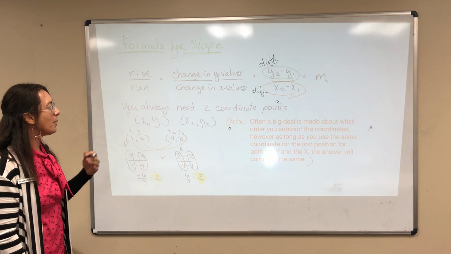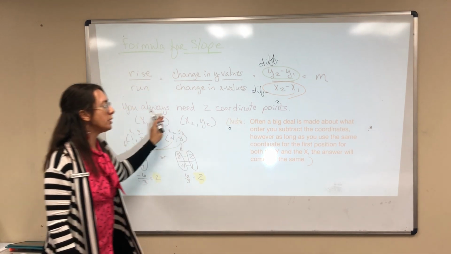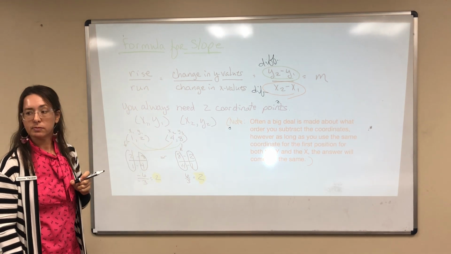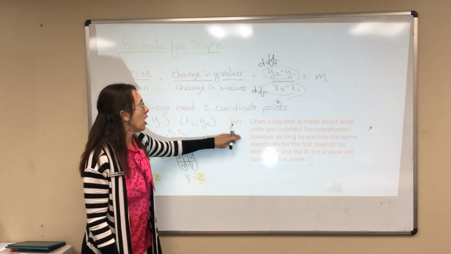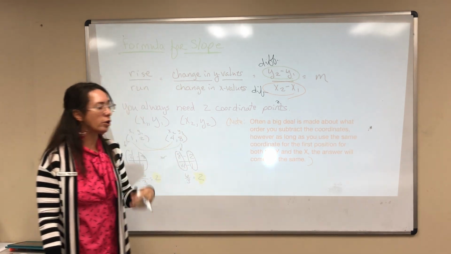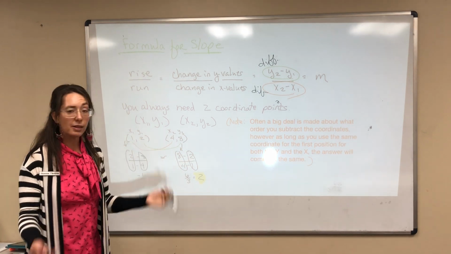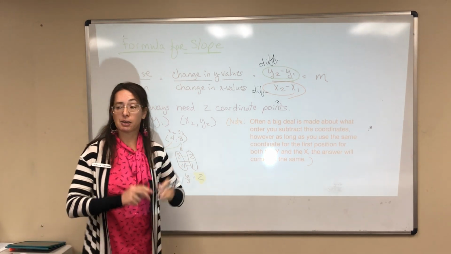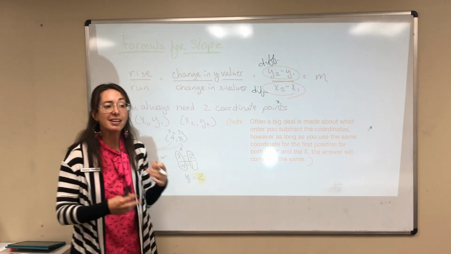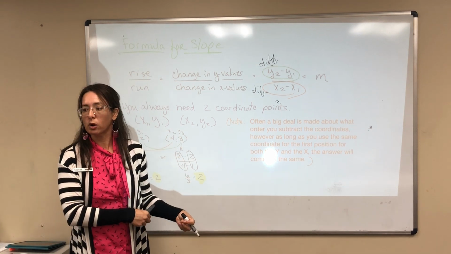Right? So to have it, we need 2 coordinate points. Right? I have written a note. Often a big deal is made about what order you subtract them in. It has to be the second one minus the first one. Okay? Really, it doesn't matter. I'm going to mess your math up here. It doesn't matter as long as you go in the exact same order.